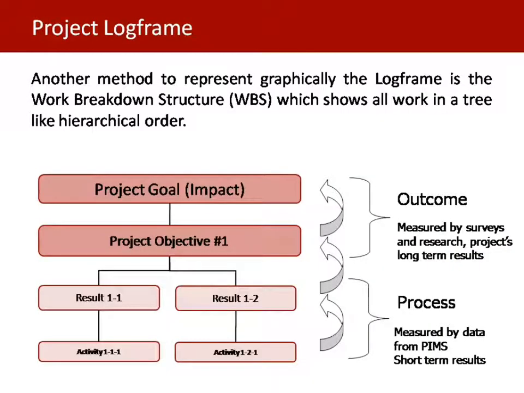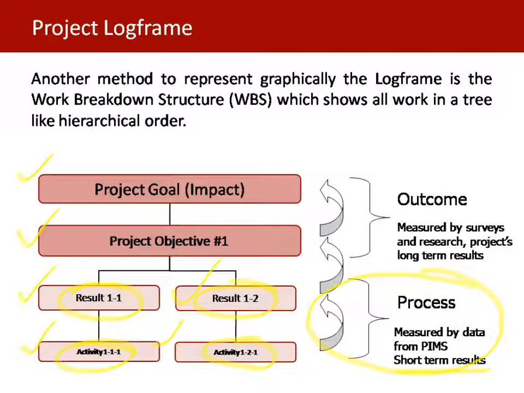Another method to represent the Logframe graphically that we're going to use in this course is the work breakdown structure, or WBS, which shows all the work in a tree-like hierarchical order. So we have the project goal, project objective, the results, and activities. Let's pay attention to this level, the process level. These are the areas where the project has the most control. They are short-term results. The project is responsible for the activities, and is also responsible for the results of those activities.